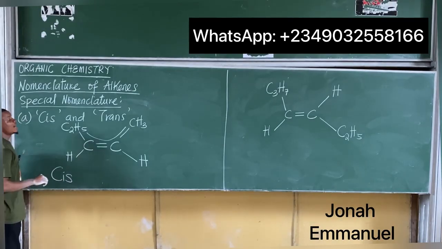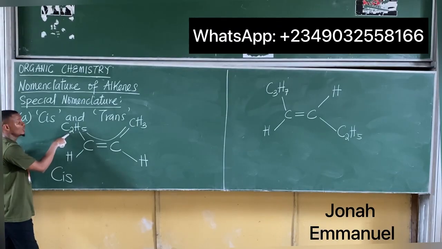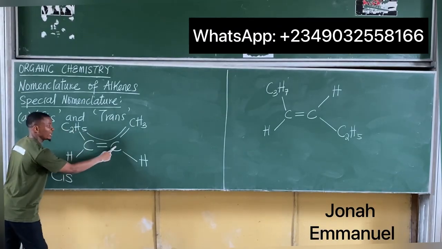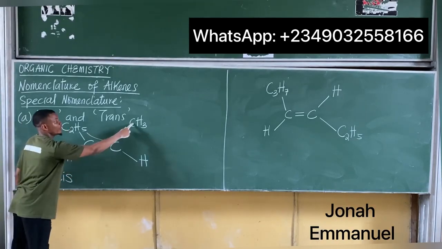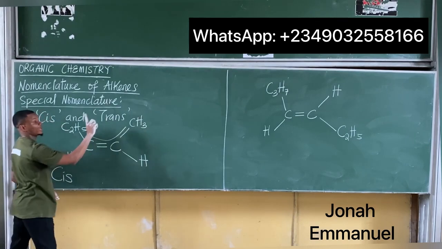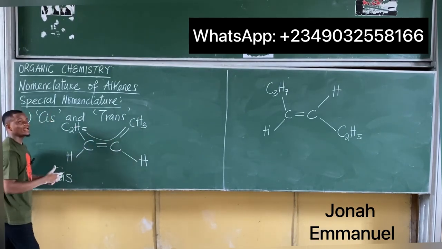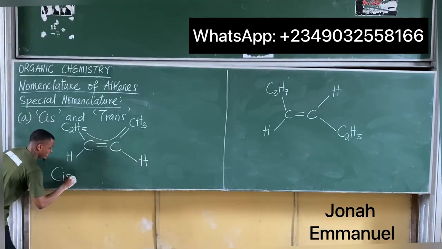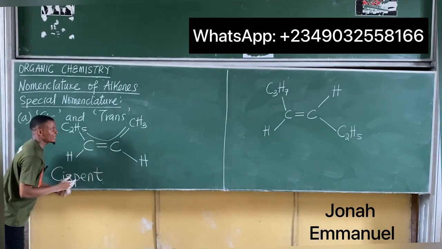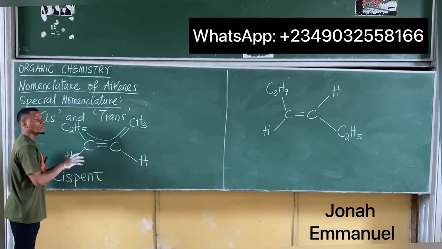Now hang on. How do you get the next part? I have two carbons here, three, four, five. In total, I have 5 carbon atoms here. 5 is pent. So cis pent. Pent what? My next step, I must ask myself, where do I count from to get the least number to the double bond?